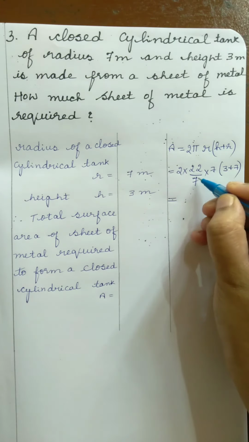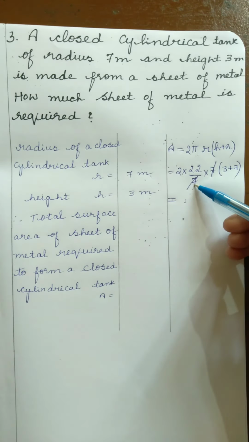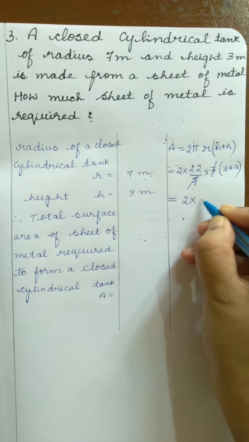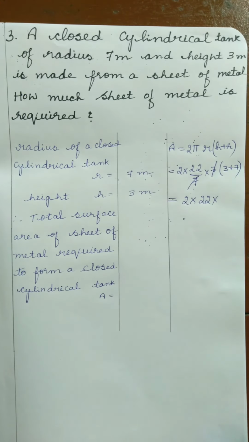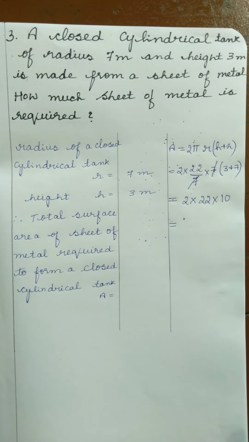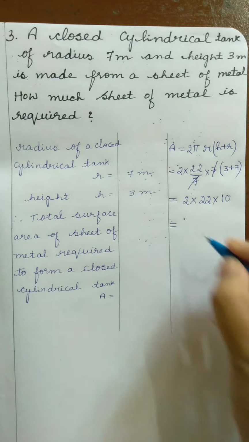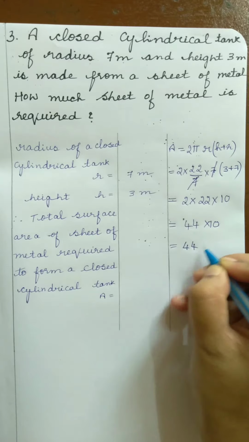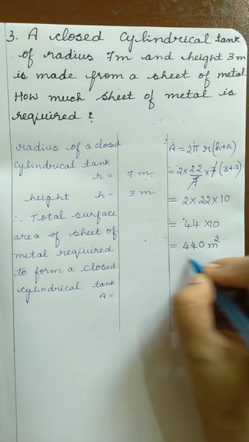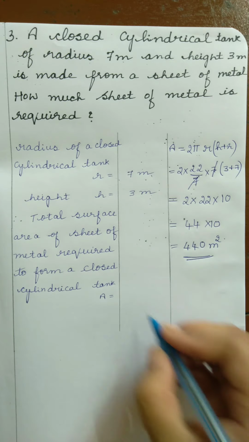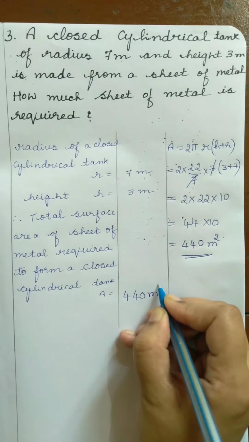On simplification in the next step, the 7 of the denominator and the 7 of the numerator get cancelled. The remaining value will be 2 into 22 into (7 plus 3). The value will be equal to 10. Therefore, 2 into 22, you get 44 into 10, that will be equal to 440 meter square. Therefore, the total surface area of the sheet of the metal required to form a closed cylindrical tank will be equal to 440 meter square.